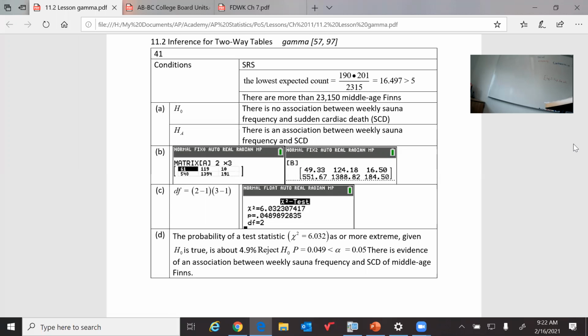1 or 2. We reject the null, so type 1 error. What are the consequences of making a type 1 error? We drove down the attendance at the sauna. I don't really think that's a big deal.